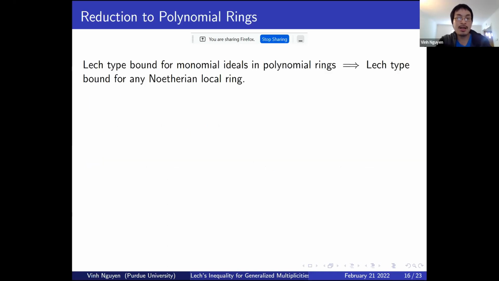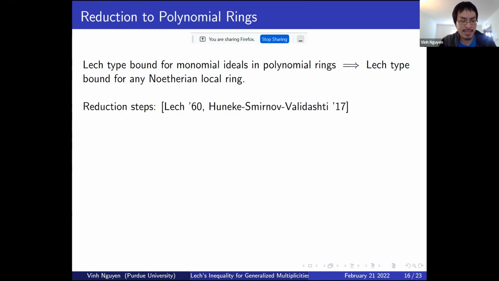Okay, so let's first talk about the reduction to the polynomial ring case. Lech type bounds have this very amazing property that says that if we're able to prove a bound for monomial ideals in polynomial rings, then that in fact implies the general bound for any ideal in any ring, which is kind of amazing because monomial ideals are a very special type of ideals in a very special type of rings.